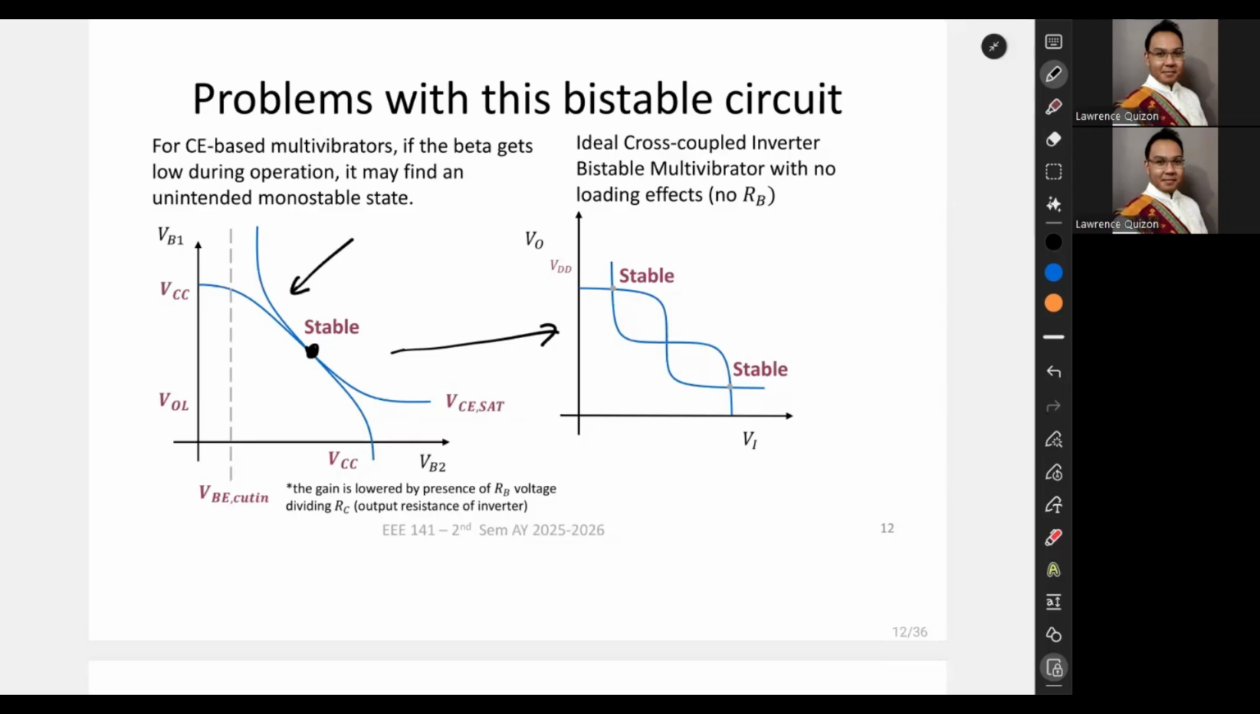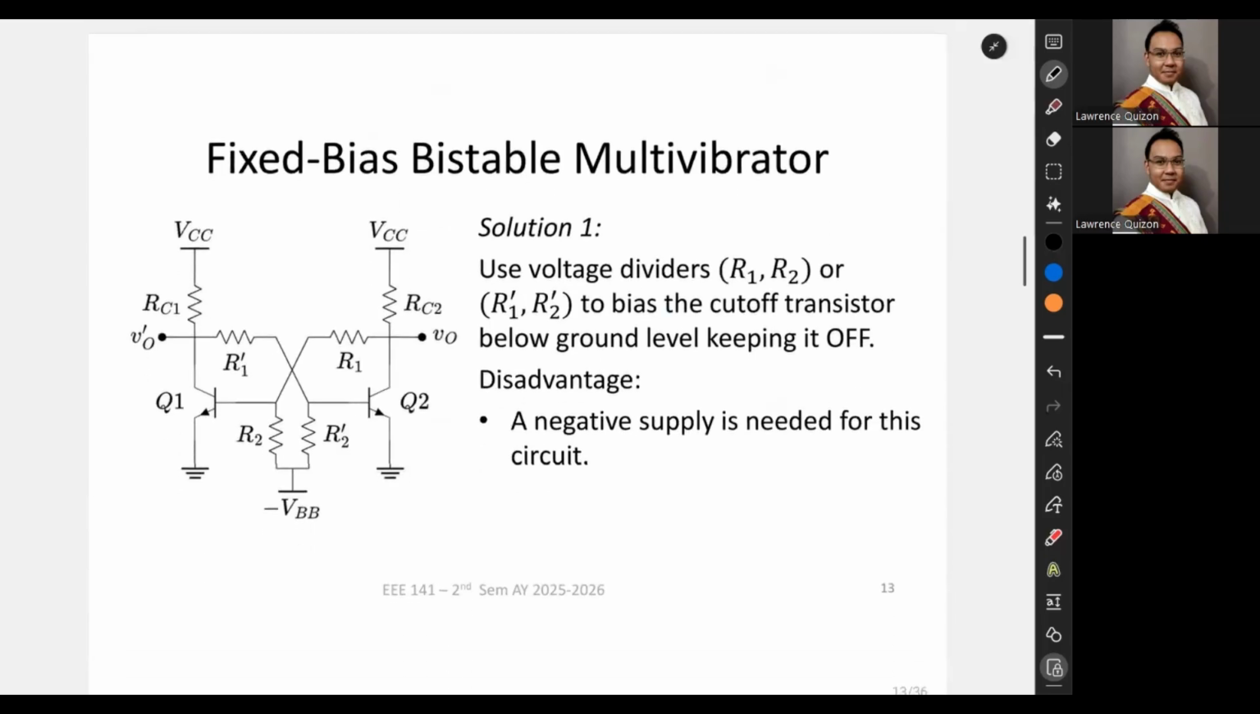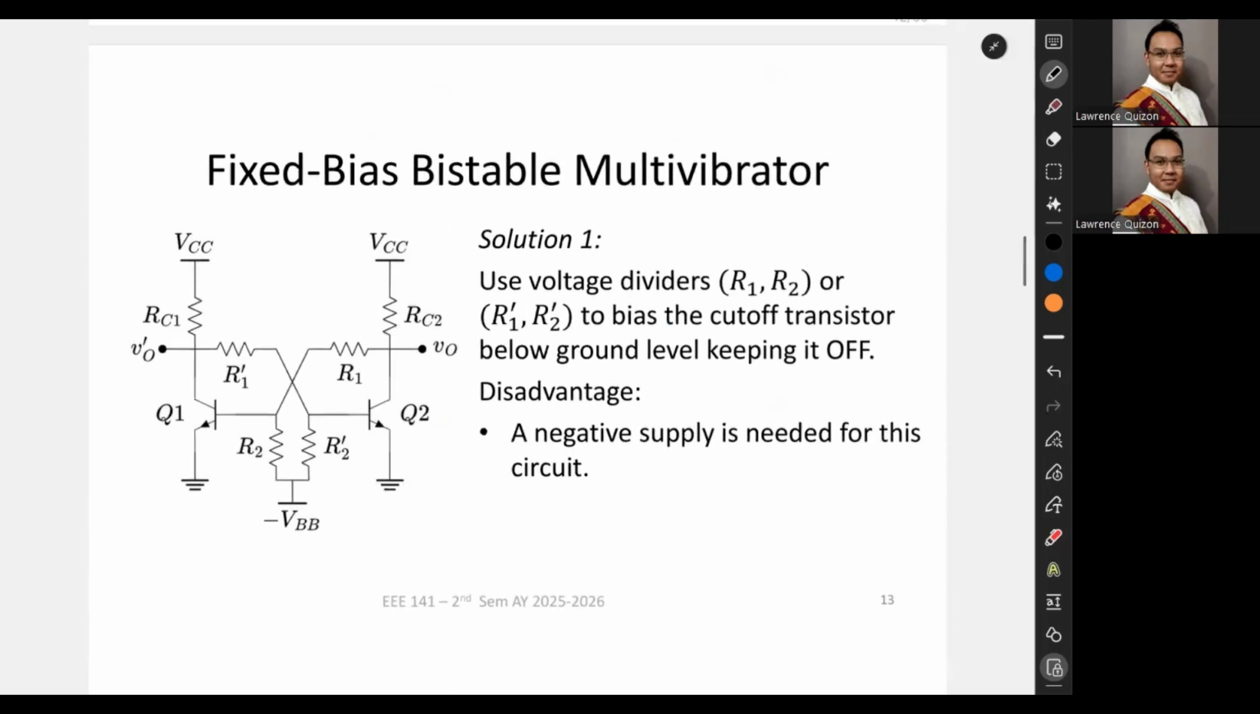So to prevent this from happening, we don't try to buy transistors that have very stable beta. Rather, we try to work with what we have. By introducing a fixed bias, a negative VBB, we can use voltage dividers on the bases. So between R1 and R2, you have the voltage at the base. If this was 0.2 and this was something very negative, then VB will also be negative. This guarantees that this transistor will be very deep into cutoff regardless of beta.